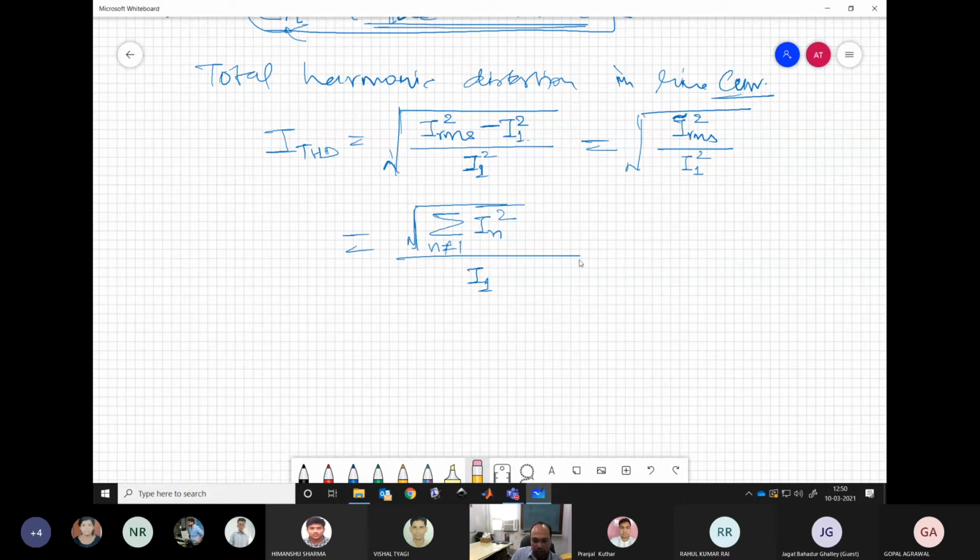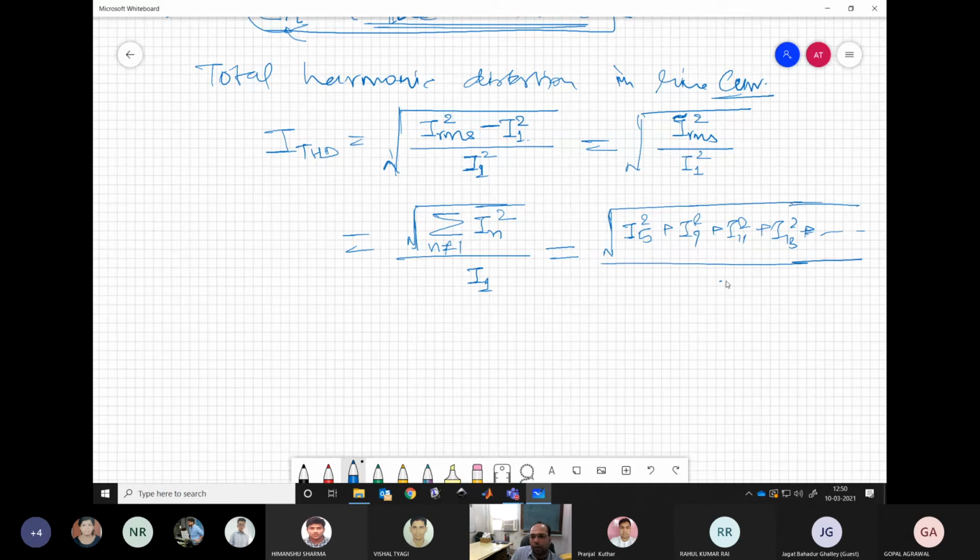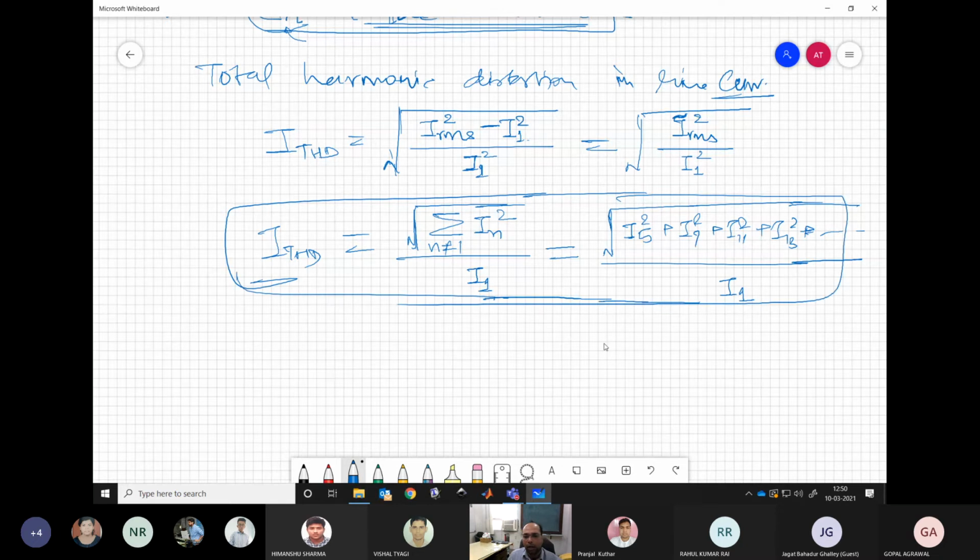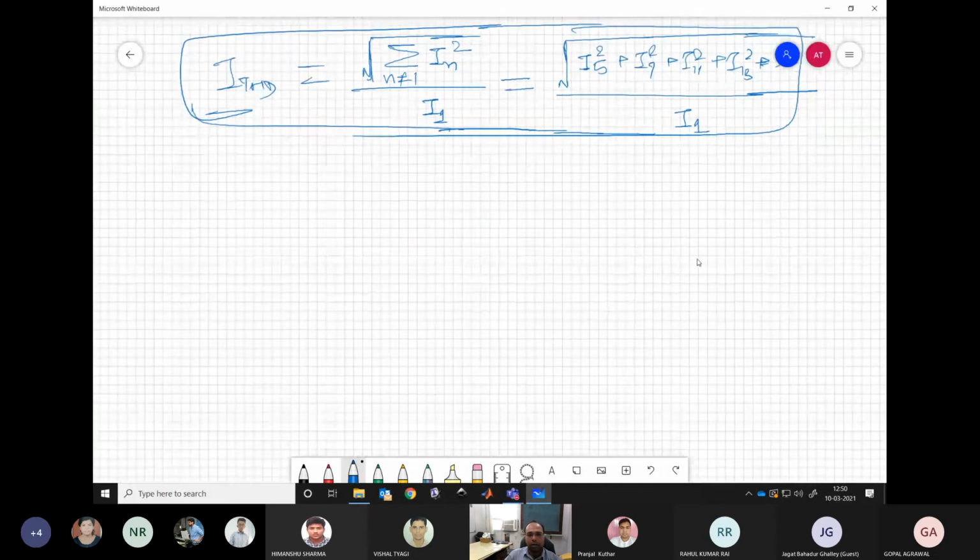So this is the definition which we are going to follow, because we can compute the individual harmonics and play with them. Particularly for a three-phase system, we will have the 5th plus 7th plus 11th plus 13th and so on. Up to whatever value of Nmax you want, you can take this. So we are trying to minimize this ITHD.